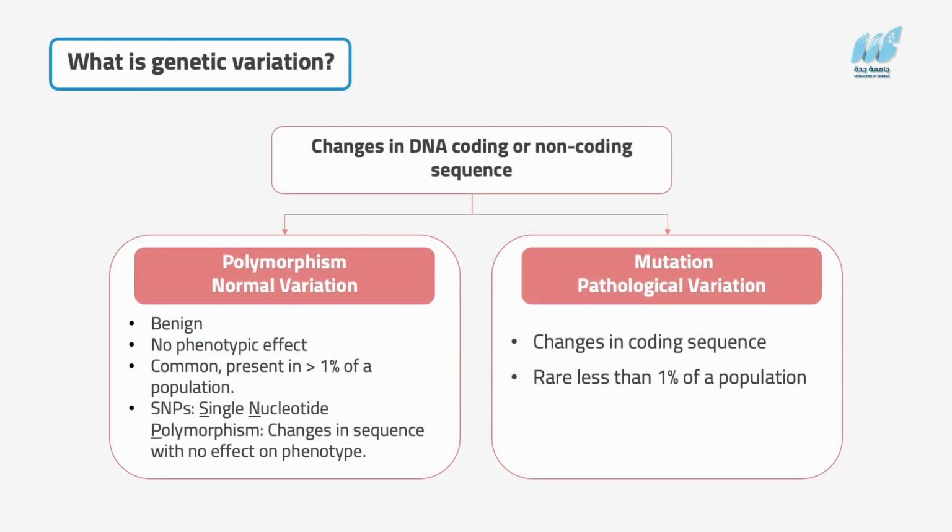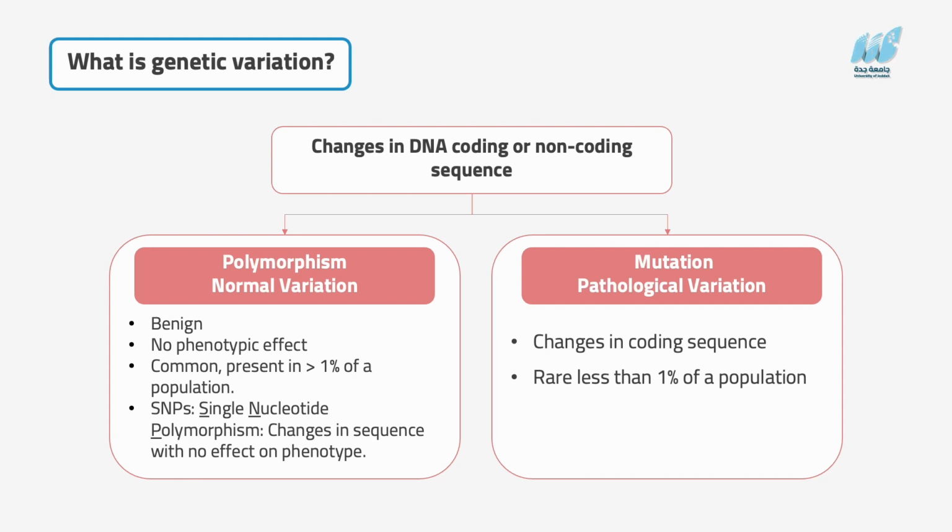What is a genetic variant? These are changes in DNA coding or non-coding sequence. There are two types of variants. Normal variants with no obvious effect upon phenotype are termed polymorphisms. These are called SNPs, which stand for single nucleotide polymorphism. These are changes in the sequence with no effect on phenotype. It occurs on average every 300 nucleotides. The majority of these are benign.